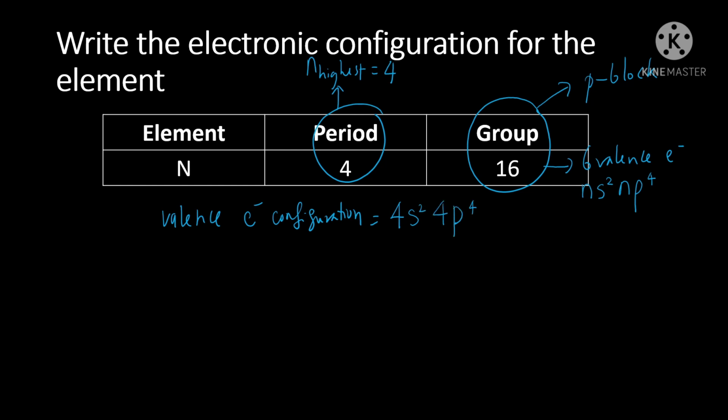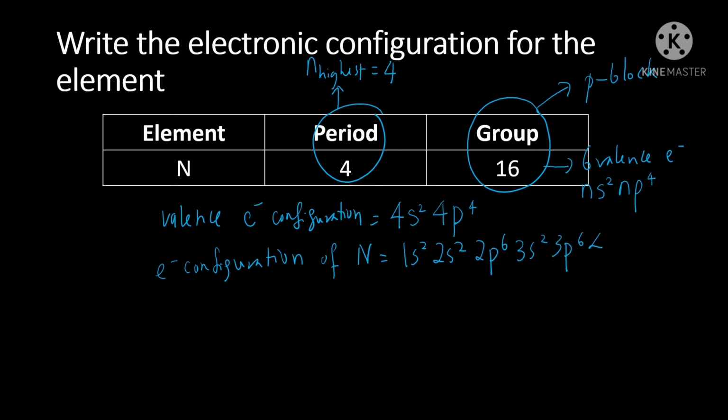With the valence electronic configuration, we can then write the electronic configuration for N as 1s2, 2s2, 2p6, 3s2, 3p6, 4s2, 3d10, following the Aufbau principle, and then 4p4. We must end with the valence electronic configuration of the element.